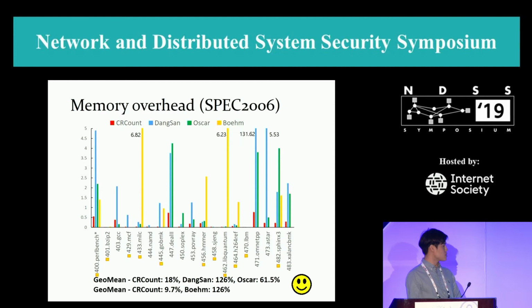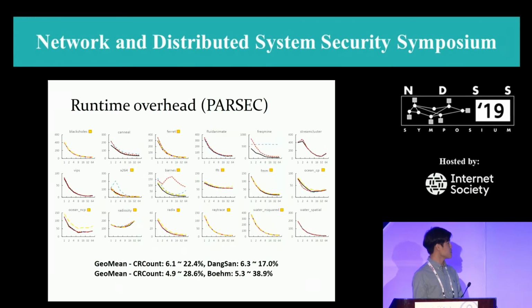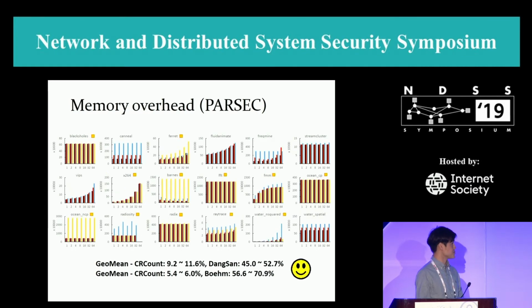And for the memory overhead, our solution shows very efficient compared to other approaches. And also the garbage collector here, since they do not free the object when the free function is called, but they need to wait until the scanning of memory, so they show a large memory overhead. For the PARSEC benchmark, which is a multi-threaded benchmark, our solution shows a similar runtime overhead, but in terms of memory overhead, our solution again shows very efficient performance.